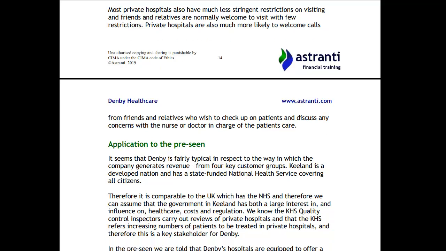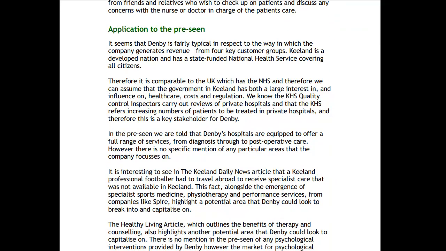So what we can ascertain from all of that in relation to Denby is that the company tends to be fairly typical in respect to the way that they generate revenue. So we've seen that the company has 4 key customer groups. So it's got the overseas patients, it's got the KHS patients that are referred. So that is essentially generating funding through taxation because it's the KHS which is paying for the treatment at Denby's hospitals. There's the self-pay patients, but there's also those that are covered by health insurance.